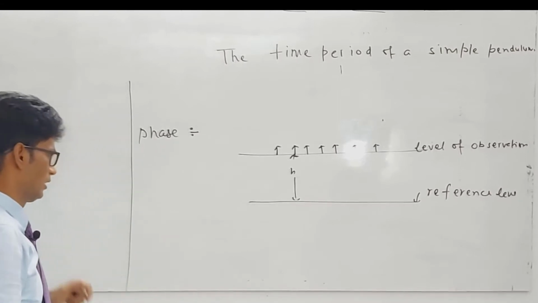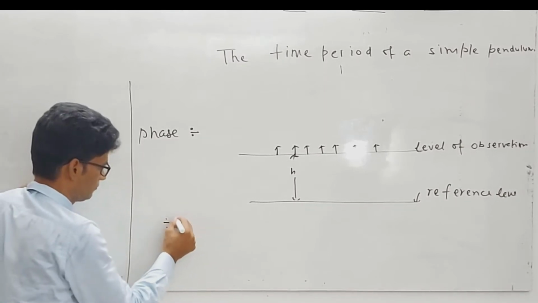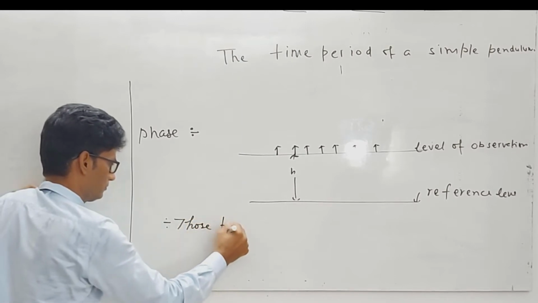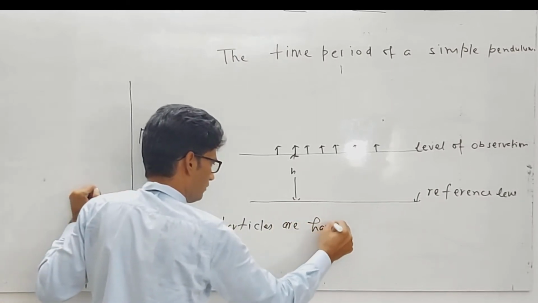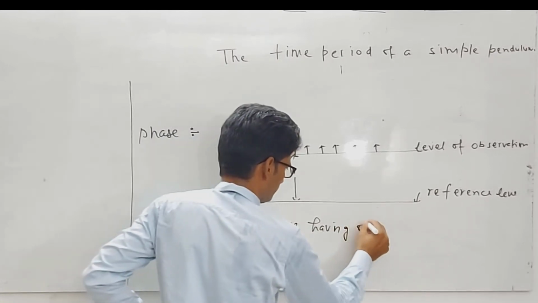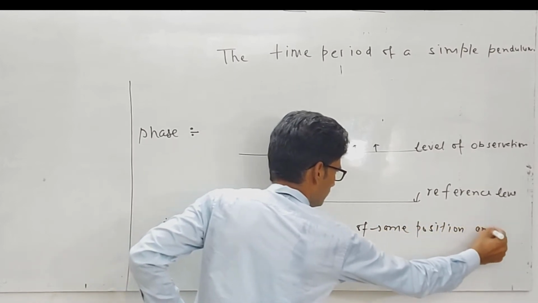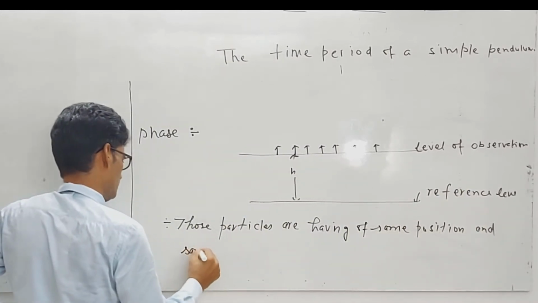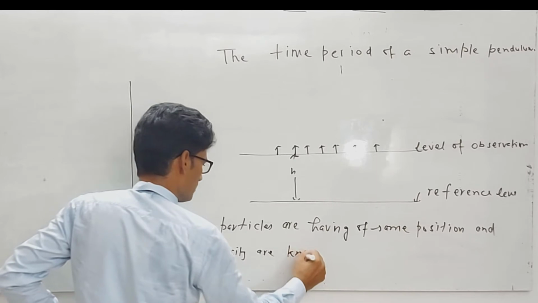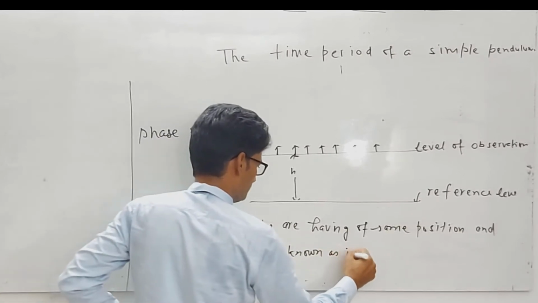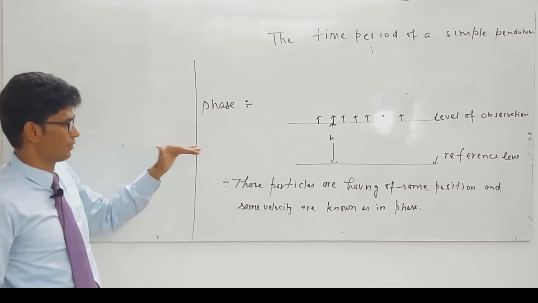I am going to write it for your convenience here. Those particles having the same position and the same velocity are known as in phase. So in this way we define phase.